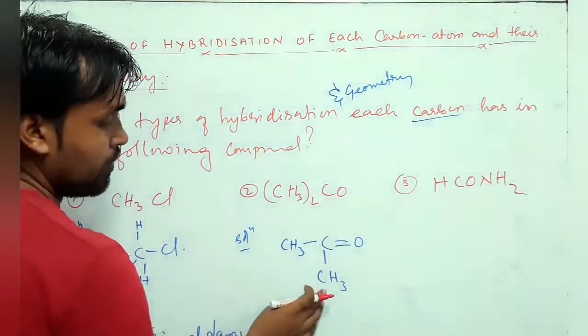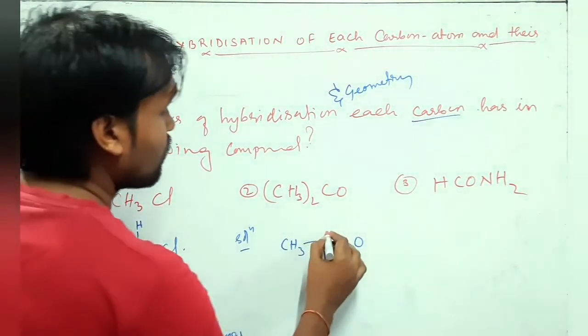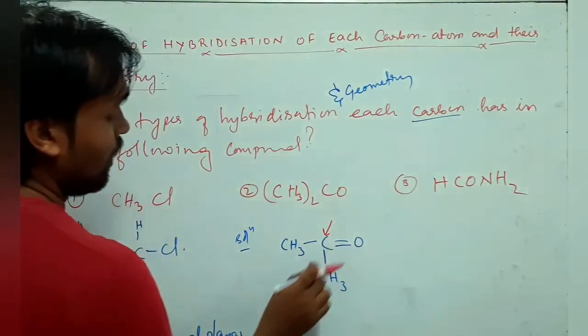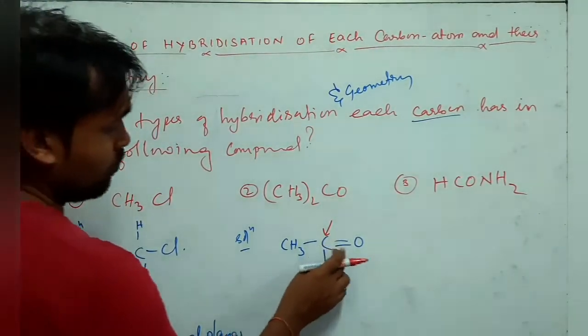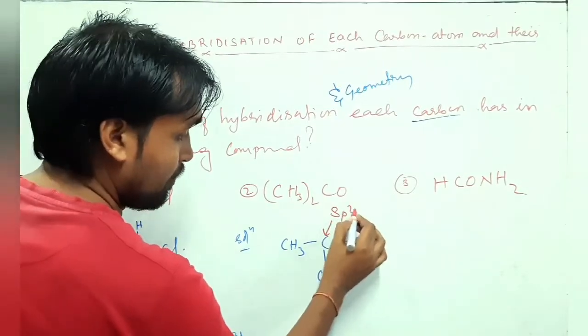This is the structure I have drawn. There are 3 carbons, and we have to find the hybridization of each carbon individually. So for this carbon, what will the hybridization be? It is attached to 1 double bond, so the hybridization will be sp2.